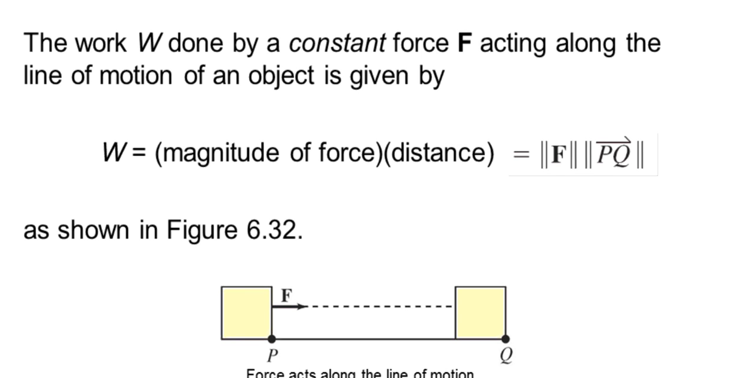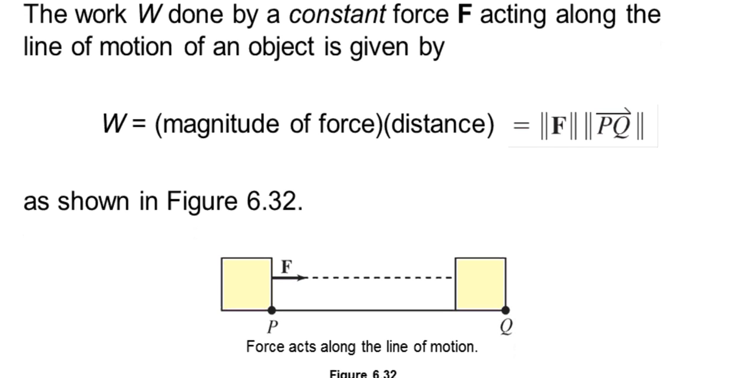So we will go through these slides a little bit as we go. The work W done by a constant force acting along a line of motion of an object is given by W equals the magnitude of force times distance. So the magnitude of the force times the distance as we look at that.